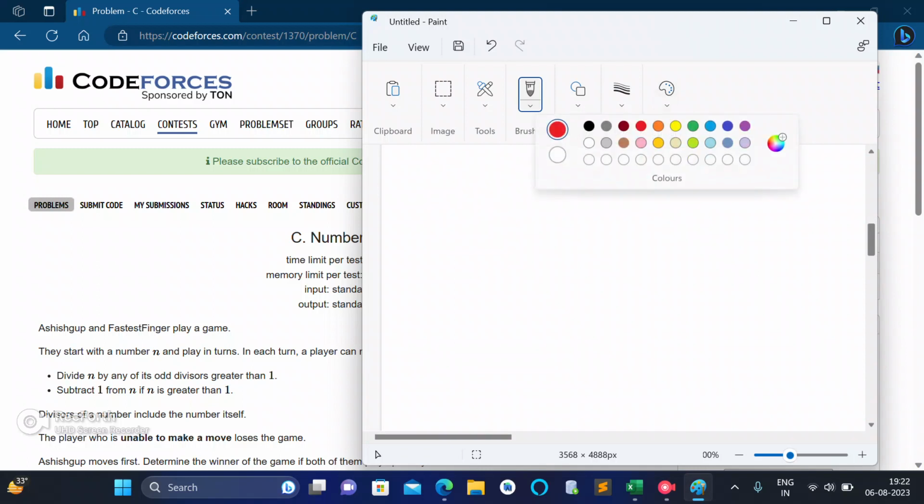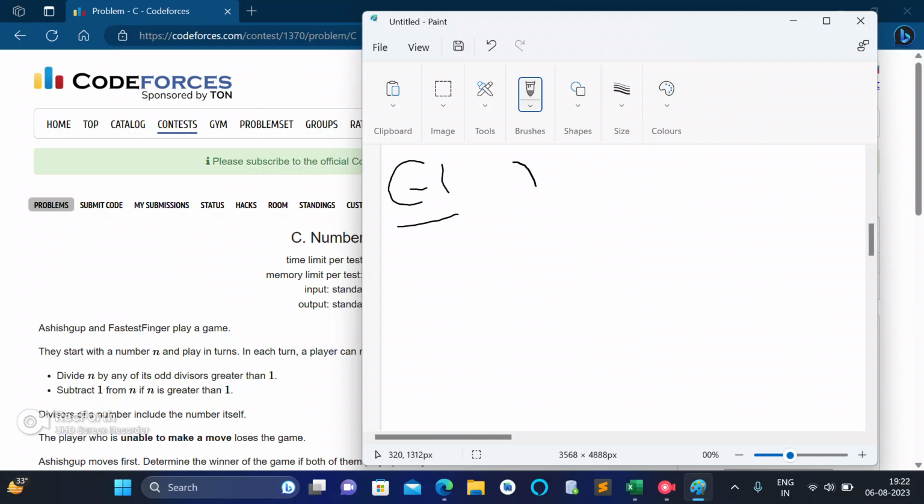So let's understand this with the help of some cases. We will make 4 to 5 cases. In case number 1 we are given n equal to 1. When n is equal to 1, none of the players will be able to make a move. The first turn is of Ashishgup, and as n is equal to 1, Ashishgup won't be able to make a move, so Ashishgup loses the game. I will write Ashishgup as AG and denote FastestFinger as FF. So if n is equal to 1, FF wins the game.